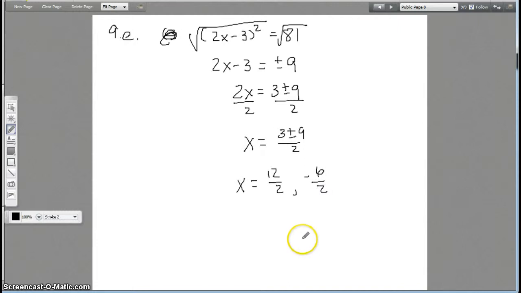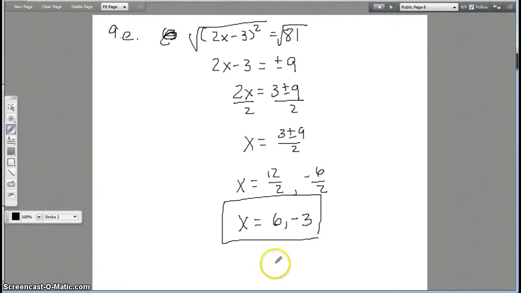But these fractions can both be simplified. So you need to go ahead and simplify these. Do not end up giving me a final answer of 12 halves and negative 6 halves. Go ahead and simplify. 12 divided by 2 is 6. Negative 6 divided by 2 is negative 3. So our final answers are x equals 6 and x equals negative 3. Okay, so that was number 9, which is just like number 17 that I assigned for homework.